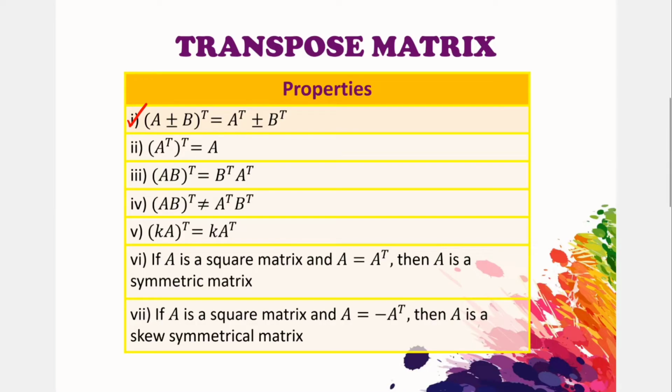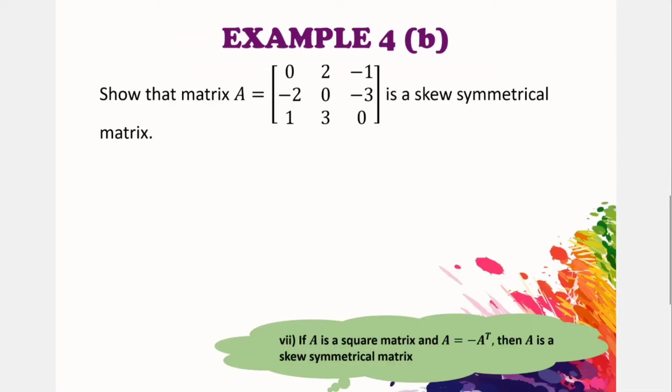Alright, now for the last two properties, we are going to look at the examples. It is about a symmetrical matrix and a skew symmetrical matrix. So I have explained all these five. Now let's try example 4 part B. Show that matrix A is a skew symmetrical matrix.